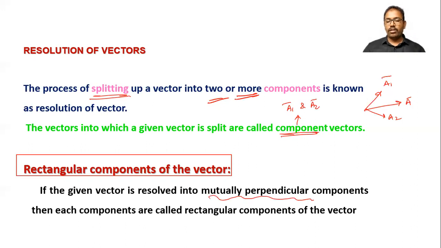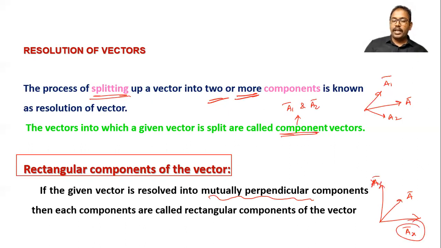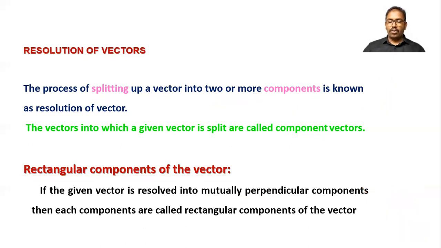Mutually perpendicular components. If I consider this is a vector A bar, and if A bar is resolved into two, AX bar and AY bar, and if AX and AY both are perpendicular to each other, then they are called rectangular components of vector A bar. So rectangular components means the components which are mutually perpendicular to each other. They are called rectangular.